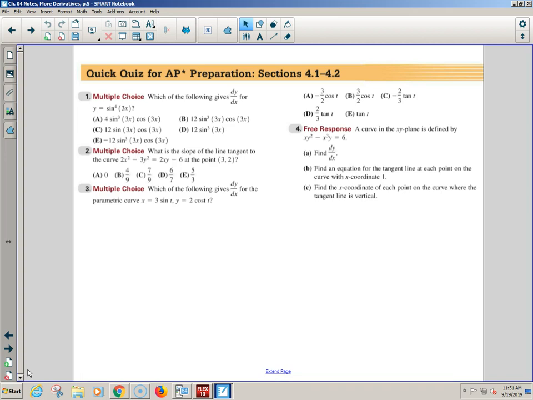Alright kiddos, any questions on the multiple choice besides the fact that I totally made a mistake on number 1? B, B, C, we're good? Okay. So we're going to start going over the FRQ.